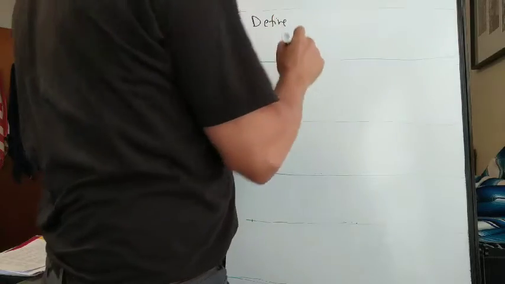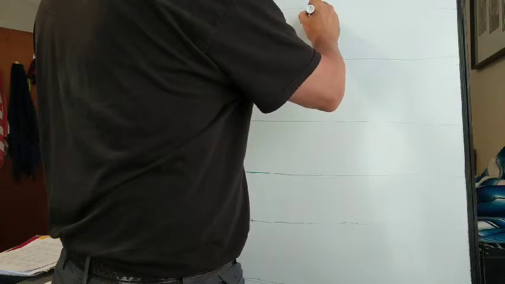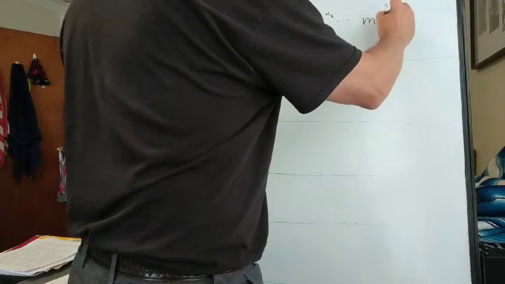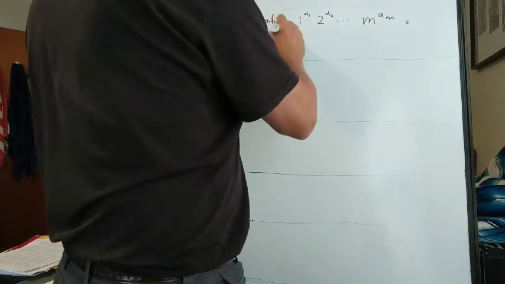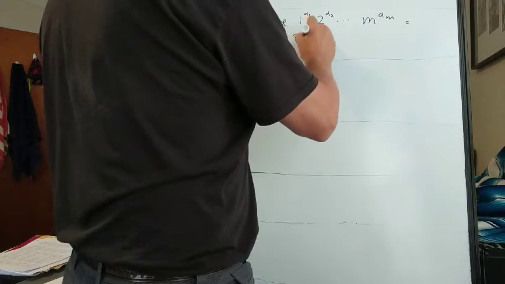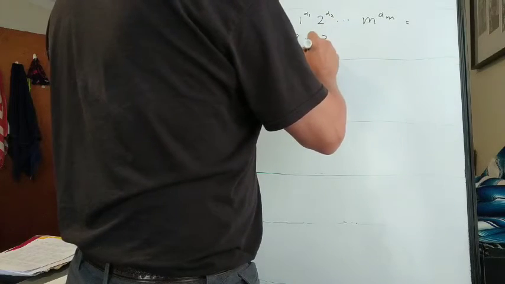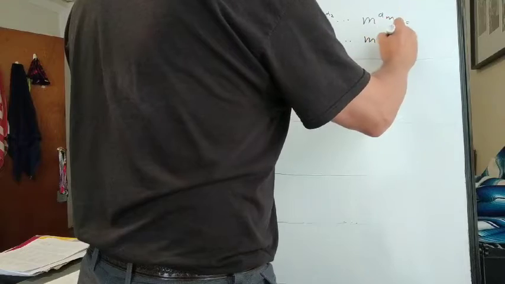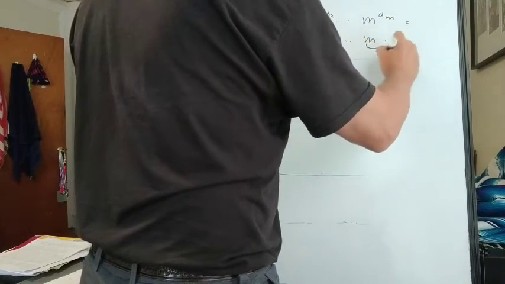So let's use multiset notation for words with repeated letters. Let's write 1^α1 2^α2 up to m^αm to be the word that has α1 1s, α2 2s, etc. up to αm m's.